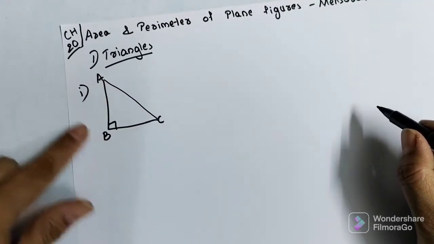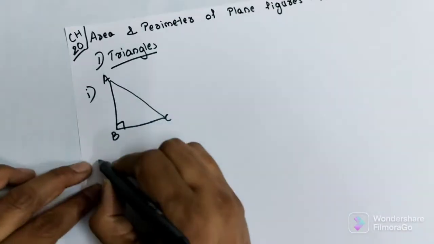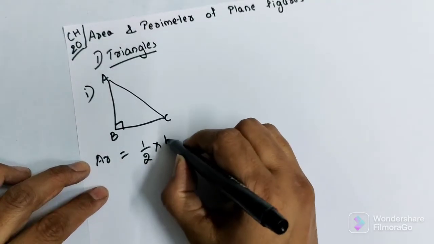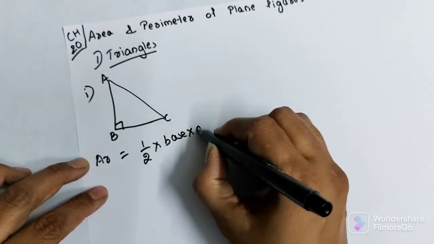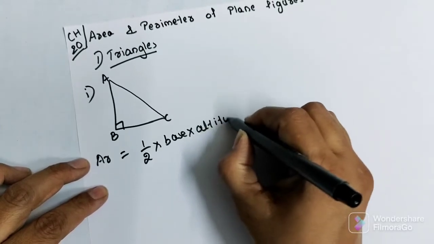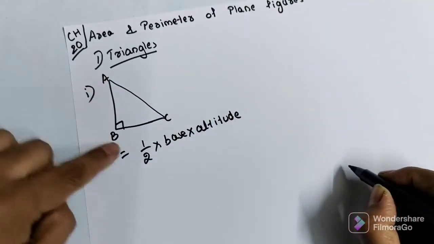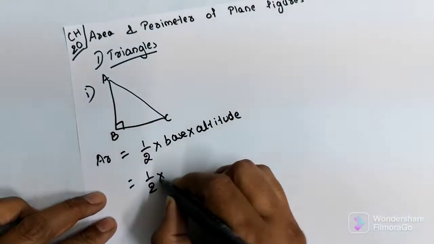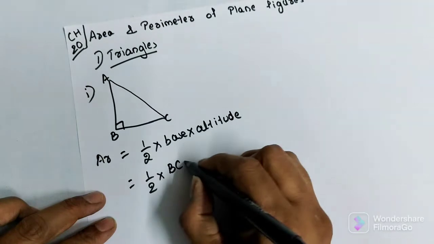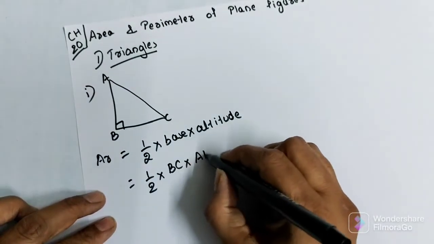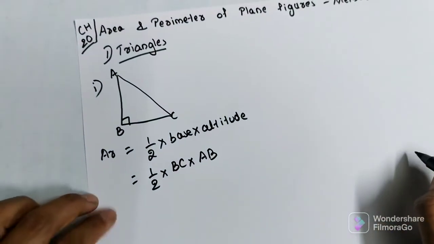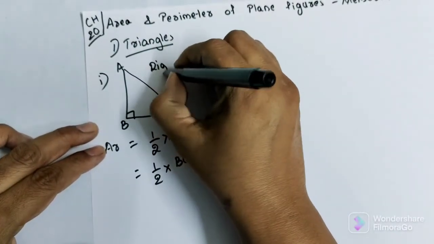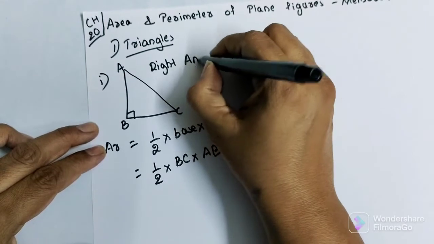So now when you know all the three sides, we can use this formula for the area, that is half into base into altitude. Now in this case, if I take this triangle here, we know that AB is the altitude and BC is the base. I'll write it as half into BC into AB. This is the formula to find the area of a right angled triangle.